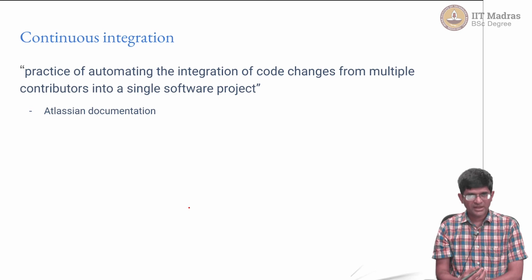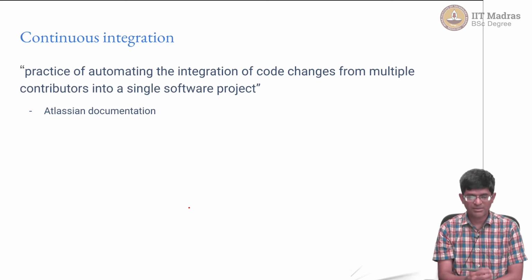So now that we have a reasonable idea of what the version control side of things is doing, how does that tie in with the next steps, one of which is called continuous integration? And what is the definition of continuous integration?